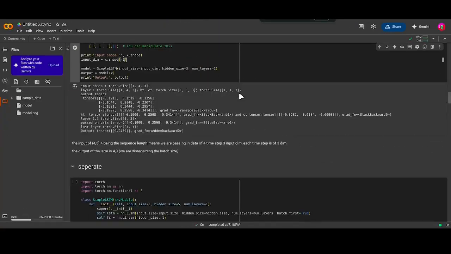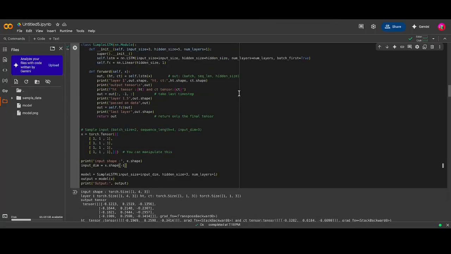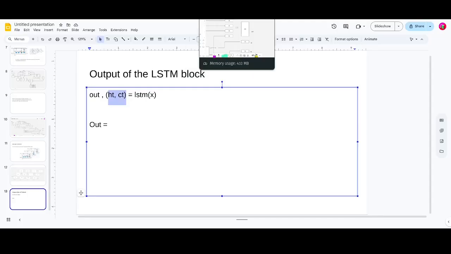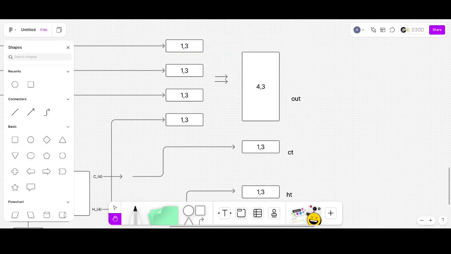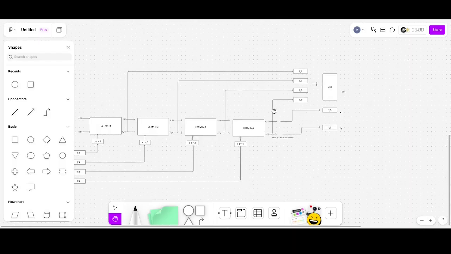So that's what you get for the output of the LSTM, and then you can pass it on to a linear layer, and you can train the model to do classification, regression, whatever you like. LSTMs are very powerful models. They were very revolutionary and very widely used and very well liked.